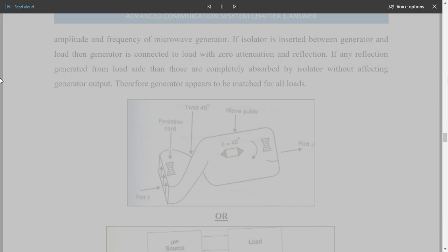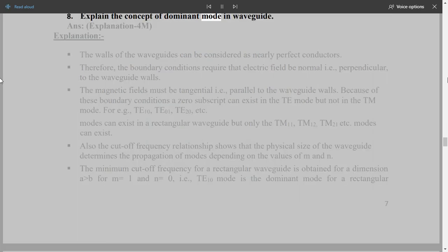8. Explain the concept of dominant mode in waveguide. Answer: explanation 4 marks. The walls of the waveguides can be considered as nearly perfect conductors. Therefore, the boundary conditions require that the electric field be normal, i.e., perpendicular, to the waveguide walls. The magnetic fields must be tangential, i.e., parallel to the waveguide walls. Because of these boundary conditions, a zero subscript can exist in the TE mode, but not in the TM mode.